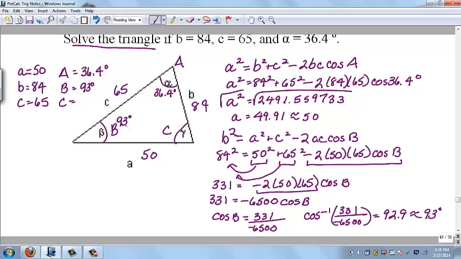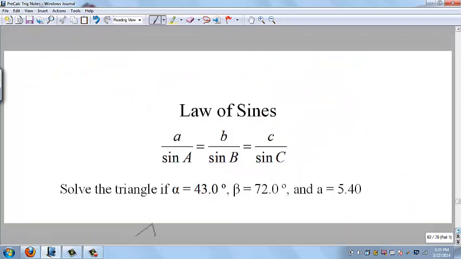Okay, and if I look at it, 93 is bigger, and so 84 is the largest side. So I bet angle C is going to be between these two. And if I go through and add these up and subtract from 180, I get that angle C is 50 degrees. And that is between 36.4 and 93. So now I've solved the triangle. That's what they mean by solving the triangle. Find all three sides and all three angles. So that's a review of the law of cosines.